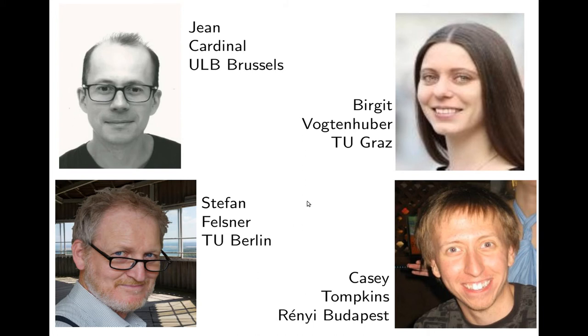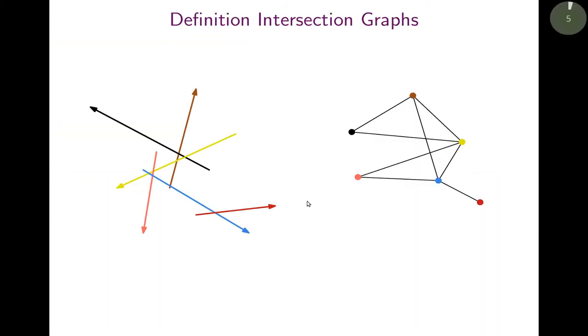Okay, so let me tell you about the result, and I start with defining what I'm talking about. What are intersection graphs? Given a set of objects, you can define the corresponding intersection graph as follows. For each object you make a vertex, and if two objects intersect, you make an edge between them. So here, for instance, this yellow ray intersects this blue ray, so there is an edge between the yellow and the blue corresponding vertex.